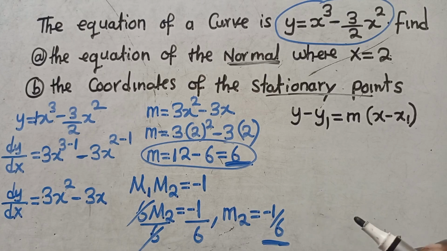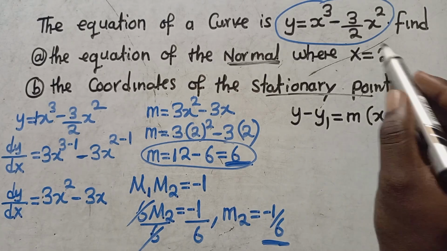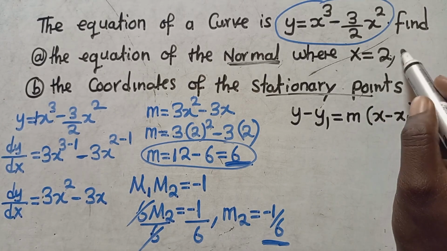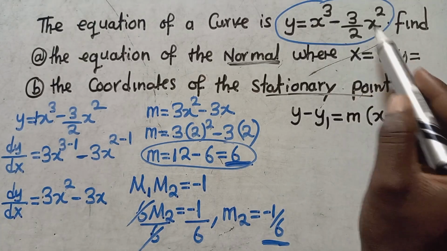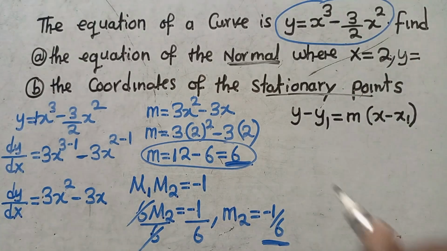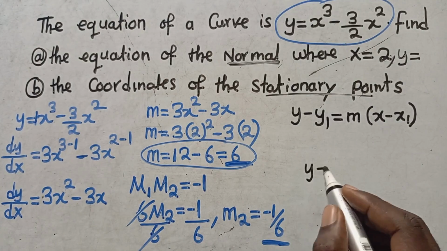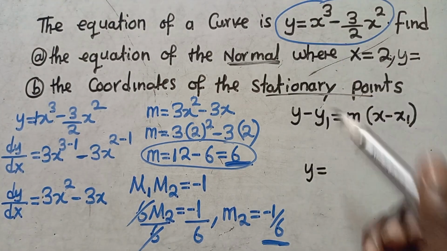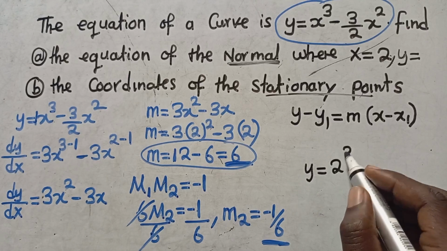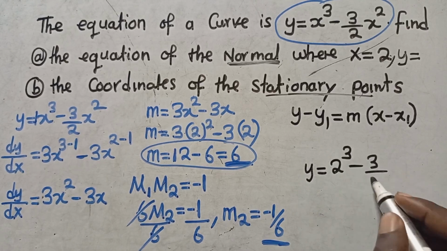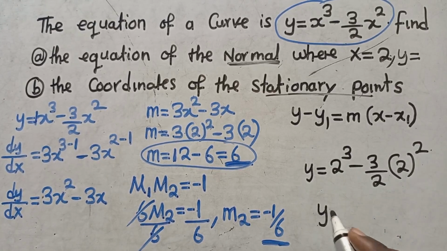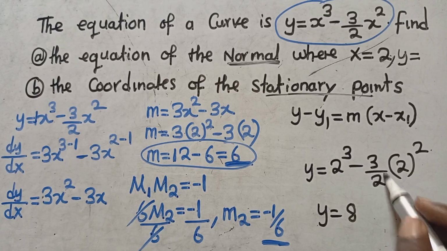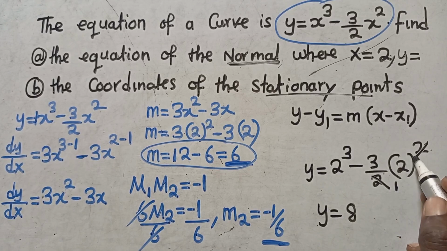Before we even substitute, we ask ourselves, since we have the value for x, do we have the value for y? y is equal to what? In this equation, where there is x, you put 2. So y is equal to, where there is x, I put 2. So that is 2 power 3 minus 3 over 2, then 2 squared. This is equal to 8. This is the 2 squared, 4. 2 there, 1. 2 there, 2. Have you seen?